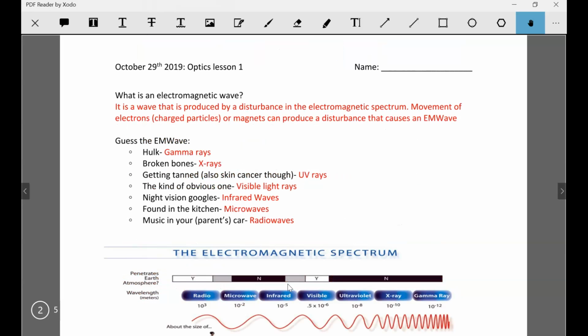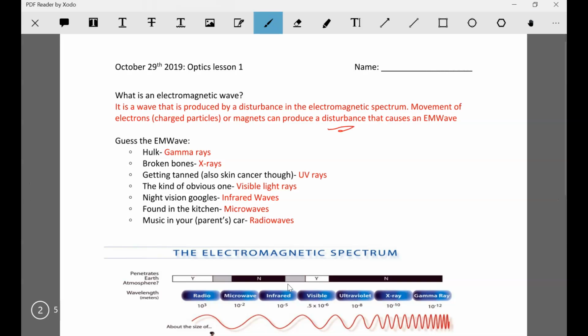So, what is an electromagnetic wave? It is a wave that is produced by a disturbance in the electromagnetic field, and also it's caused by the movement of electrons. So we learned about what electrons are, and when these electrons move in various types of movements, it causes a disturbance. So basically whenever electrons move, there's a disturbance, and we know that disturbance causes waves.